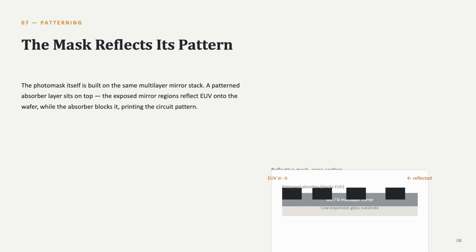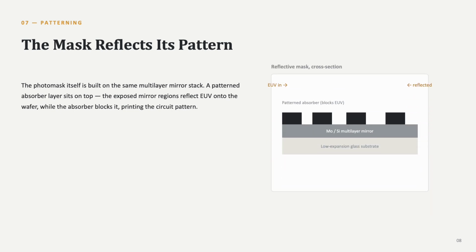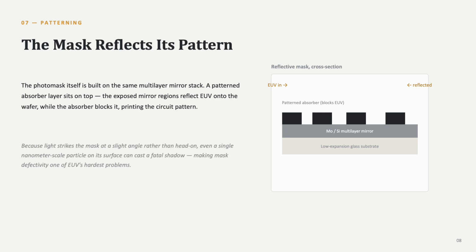The photomask itself is built on the same multilayer mirror stack. A patterned absorber layer sits on the top. The exposed mirror region reflects EUV onto the wafer, while the absorber blocks it, printing the circuit pattern. Because light strikes the mask at a slight angle rather than head-on, even a single nanometer scale particle on its surface can cast a fatal shadow, making mask defectivity one of EUV's hardest problems.